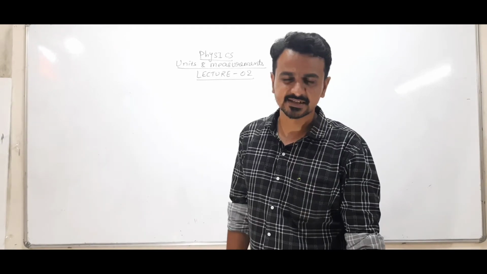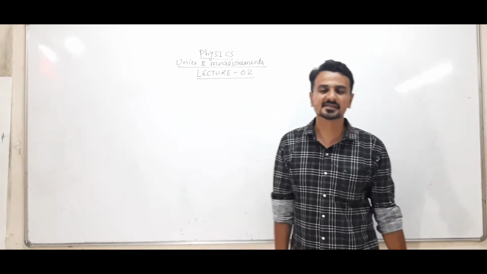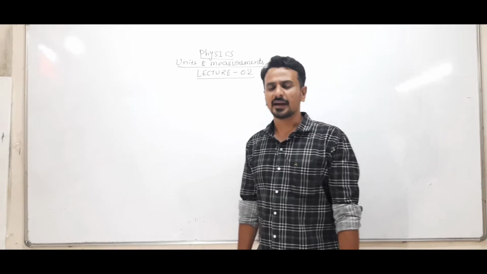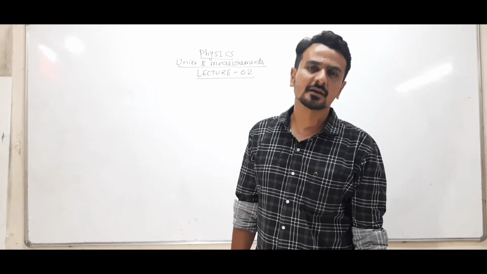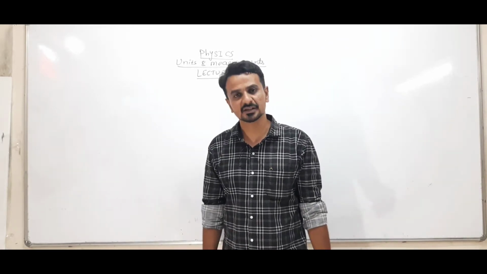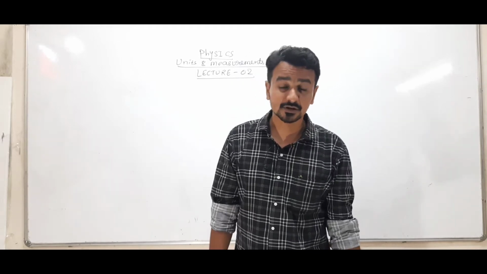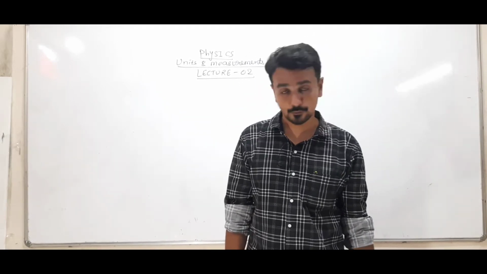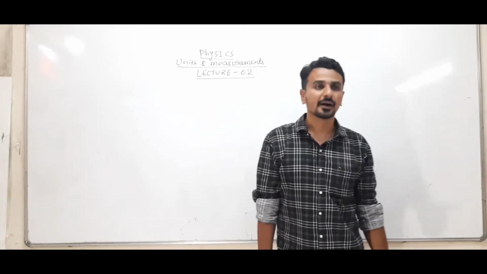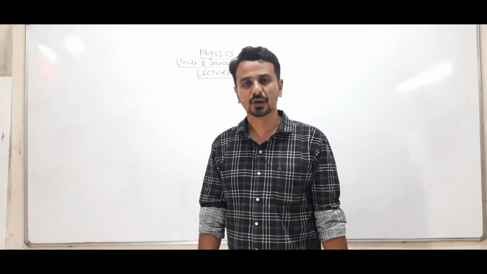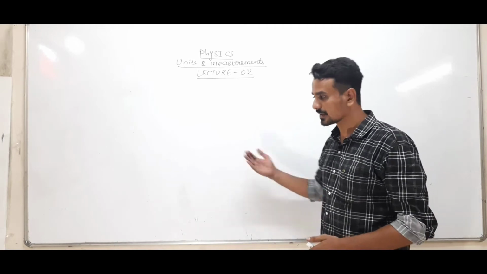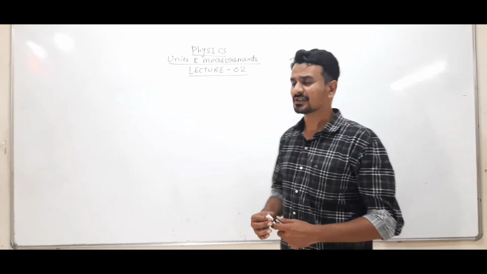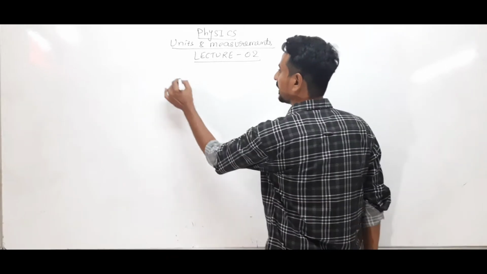Students, this is lecture number 2 of the chapter Units and Measurements. In the previous video we understood what a physical quantity is, the types of physical quantity, what fundamental physical quantities are, what derived quantities are, and what derived units are. Now we'll discuss the third type of physical quantity, which is known as supplementary quantity.